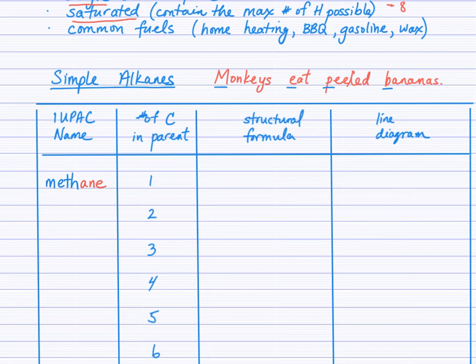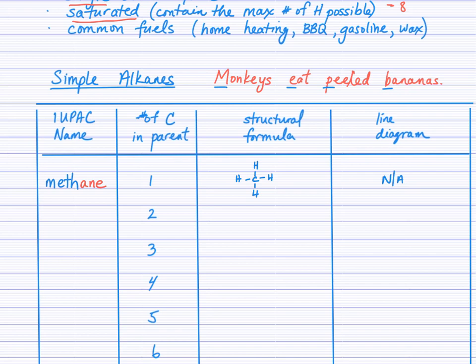Now, when you go to draw the structural formula, if you did the complete structural formula, for example, then you would draw your carbon showing all 4 bonds to hydrogens. Feel free to draw condensed structural diagrams. There really isn't a line diagram for methane, so we'll just say not applicable there.